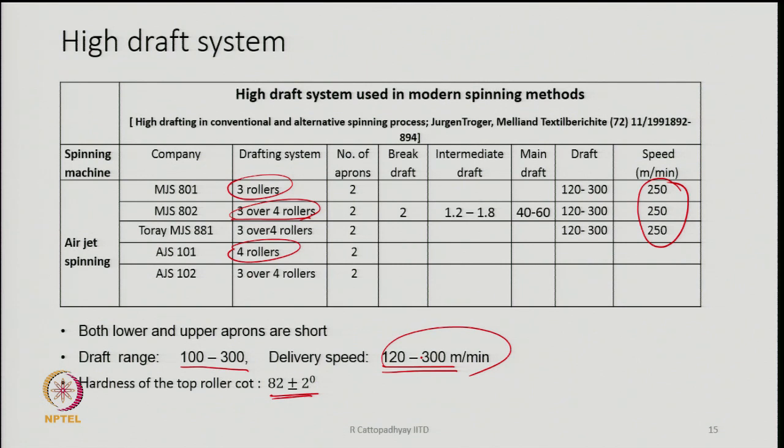And the draft is distributed into break draft, intermediate draft, and the main zone draft. This is how the draft could be if it is a 3 zone drafting system. These are just typical values, but they may vary from machine to machine, from manufacturer to manufacturer.